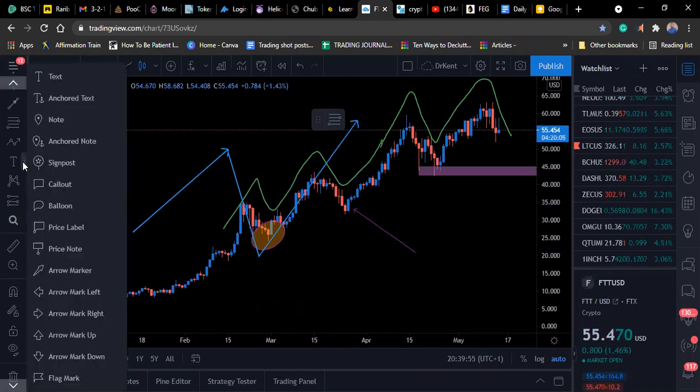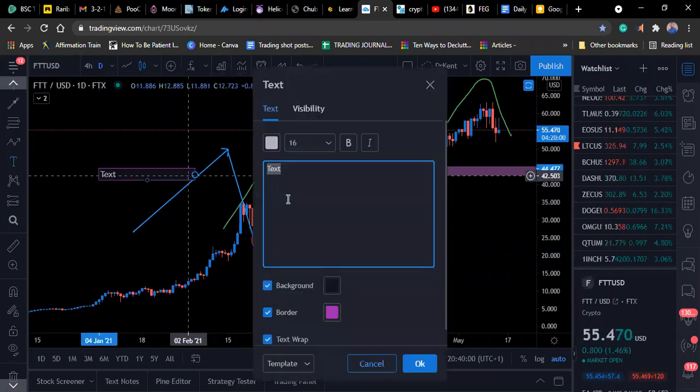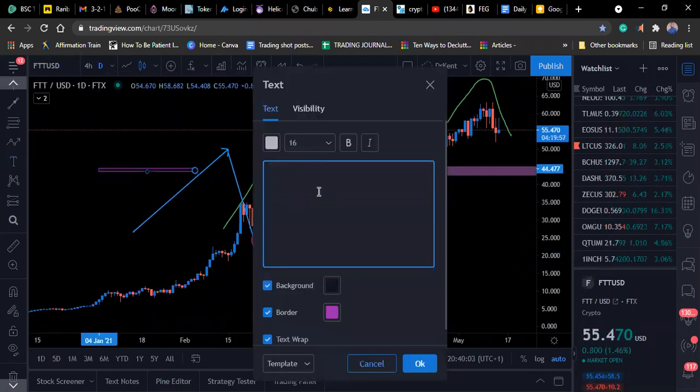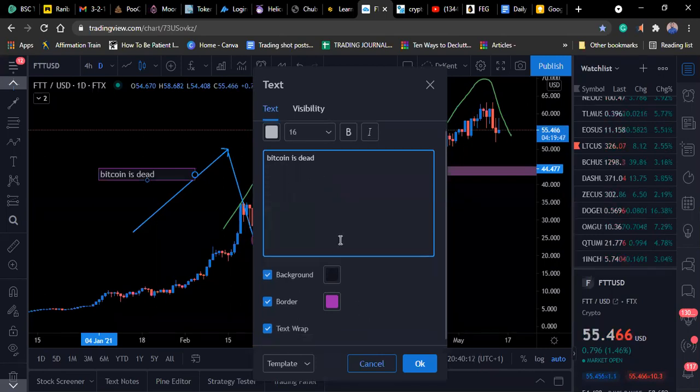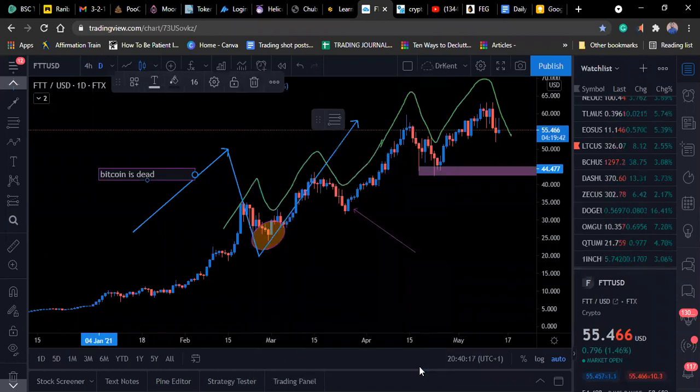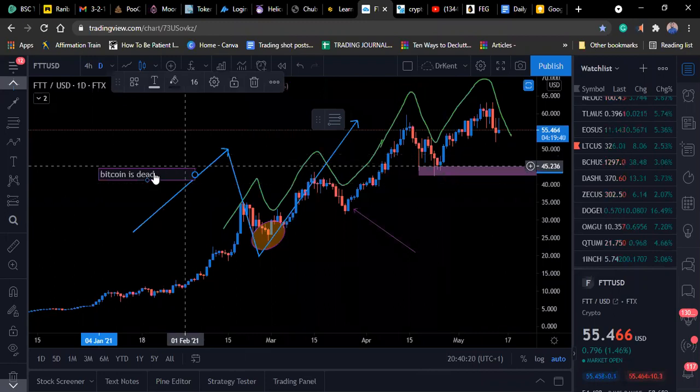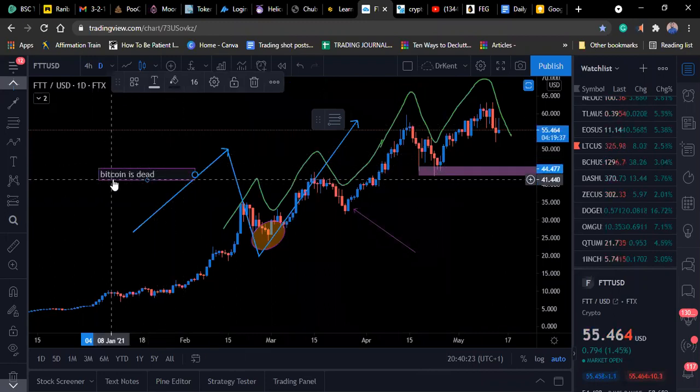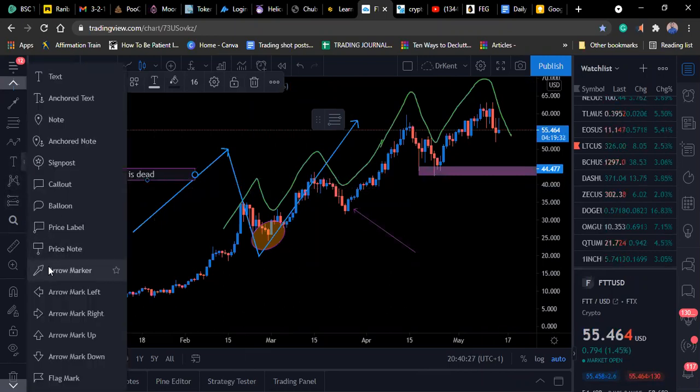Then the next thing is your text. Sometimes you see on my chart, I'm writing on the chart. This is how you write. You can write "Bitcoin is dead", and you can write your analysis there. Explain the reasons why you're analyzing that way, so that if someone is looking at your chart, they can read the text too and say, oh, this is what this guy was thinking. So that's for text. There are different kinds of text you can use, but I just go with the simple one.